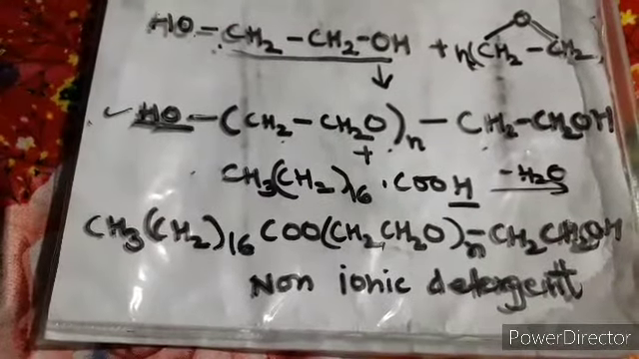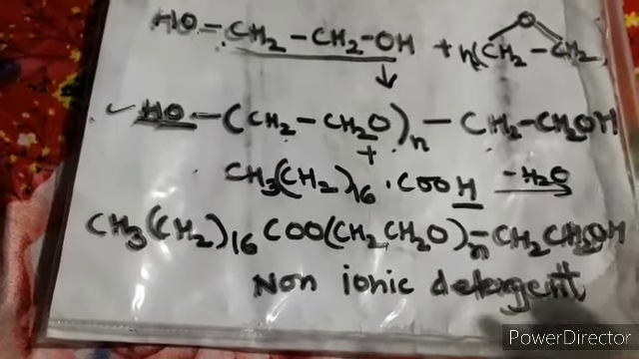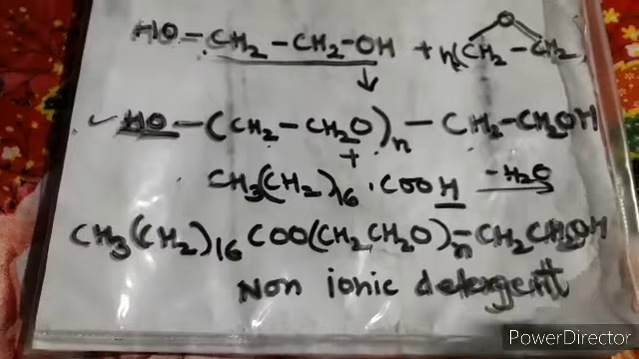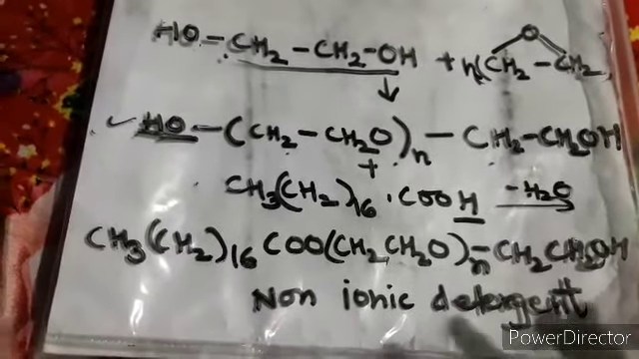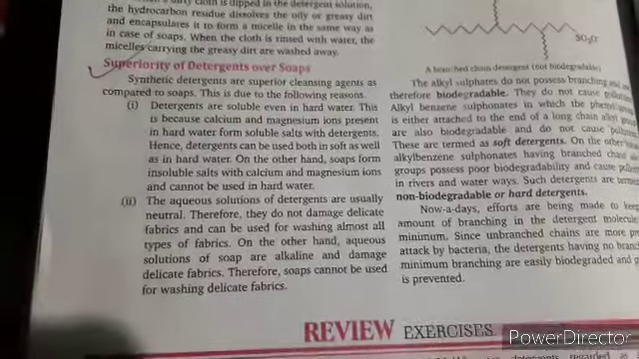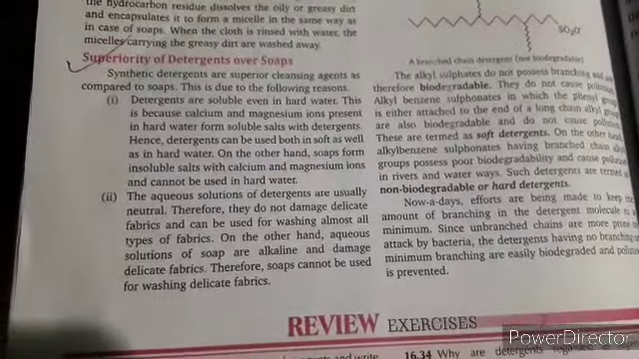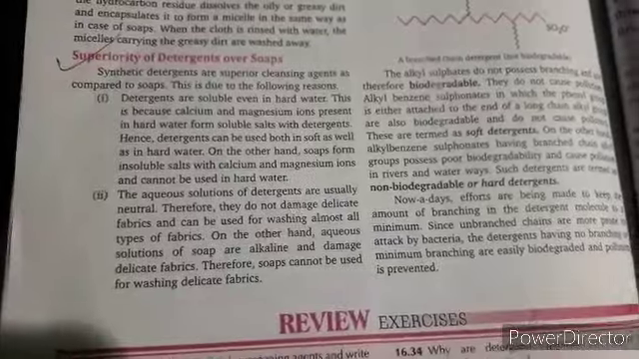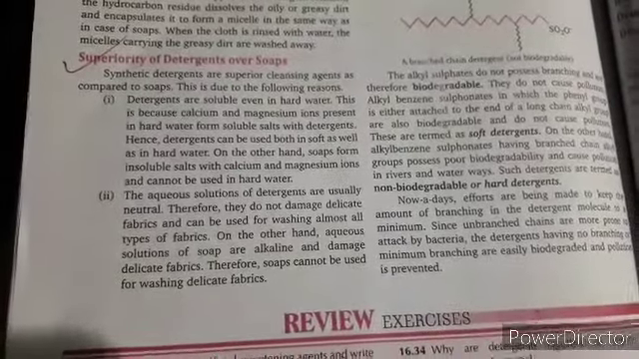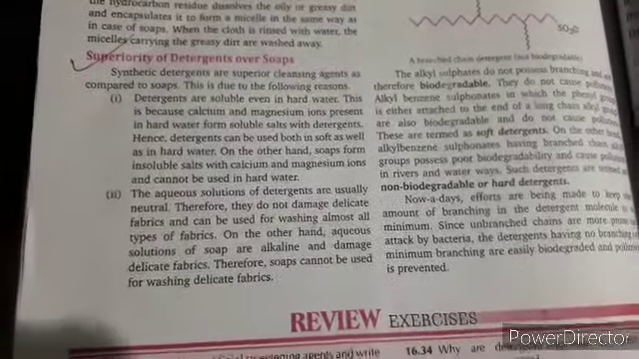And these types of non-ionic detergents are used in your dishwashing detergents. You are using Vim and Vim bars, all that over there. Now this is from the portion in the book, Superiorities of Detergents over Soap, and you know that detergents are quite superior as a cleansing agent compared to soap.